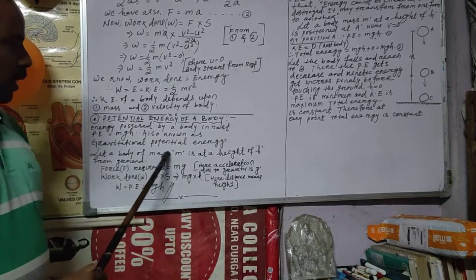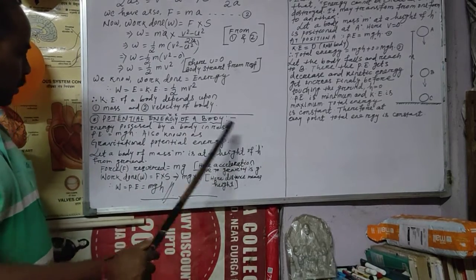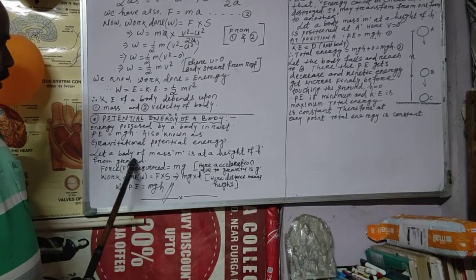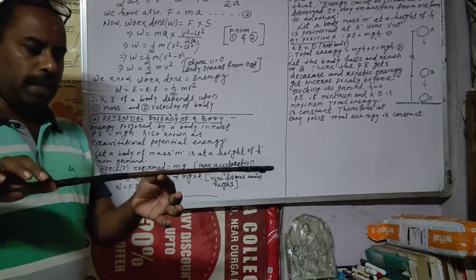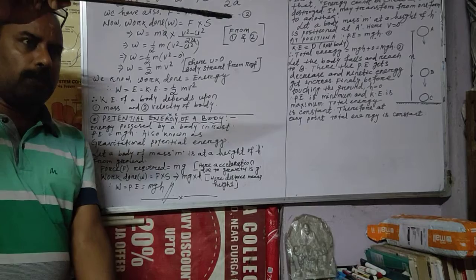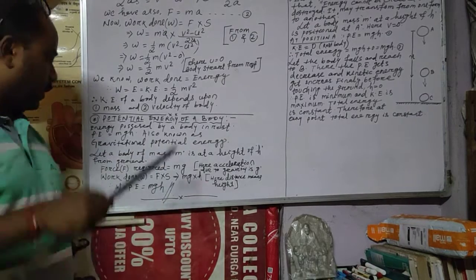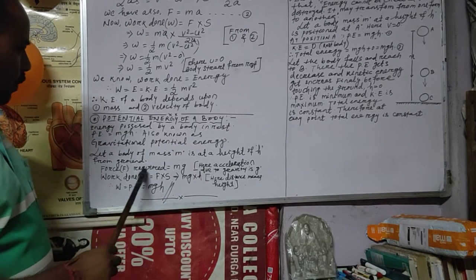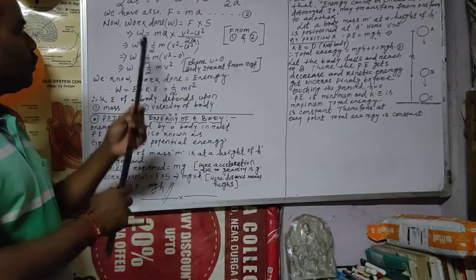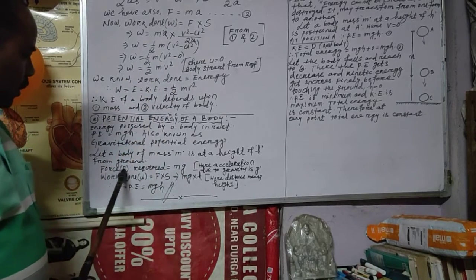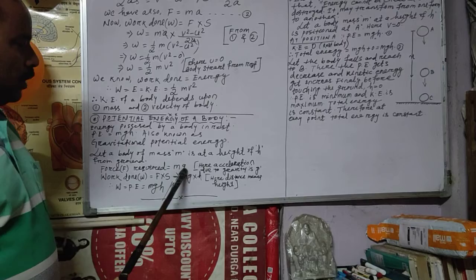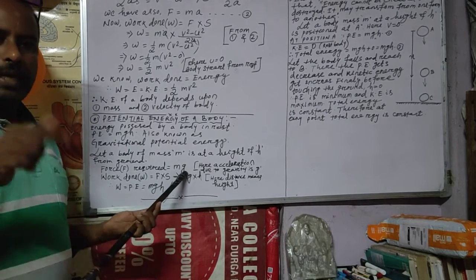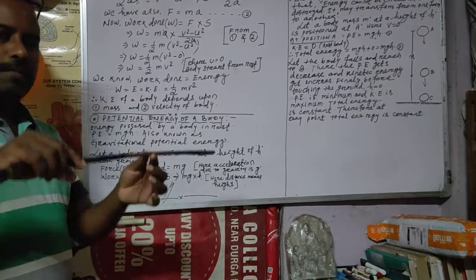Let a body of mass m be at a height of h from the ground. Then the force applied is equal to m into a, because we know F is equal to ma. So here the force required is equal to m into a. But here we do not write a, because this is the gravitational force.